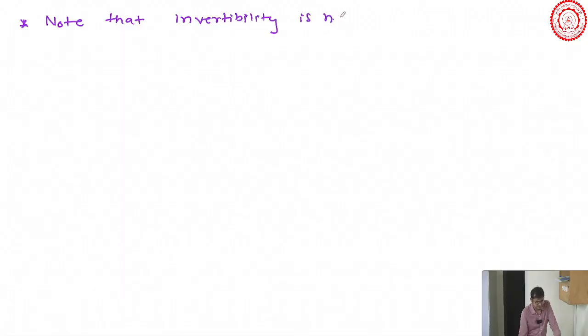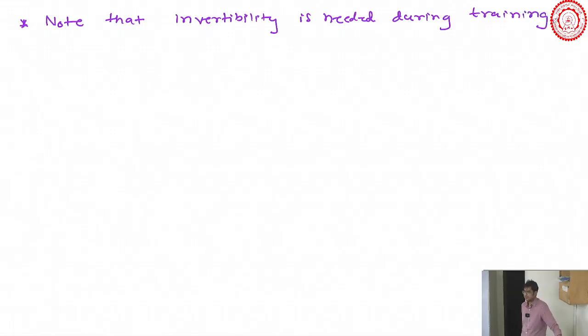Note that invertibility is needed during, I should write only during training, but I'm writing during training. You can add the "only" term if you want. I mean, that's the correct term actually. It is needed only during training, right?